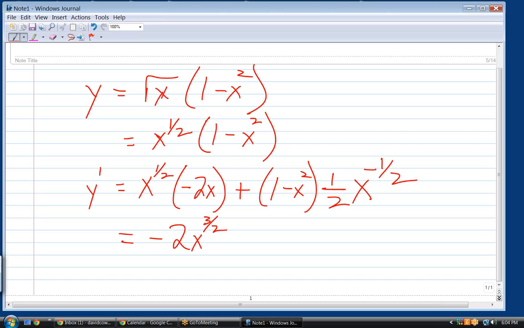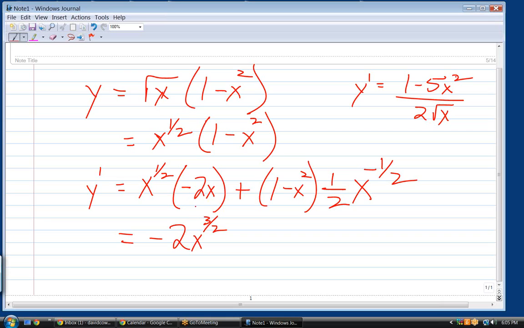Hold on one moment. This is the answer they're giving to this problem? Yeah, the one I just said: 1 minus 5x squared divided by 2 root x. Okay. Well, let's see if we can come up with that.